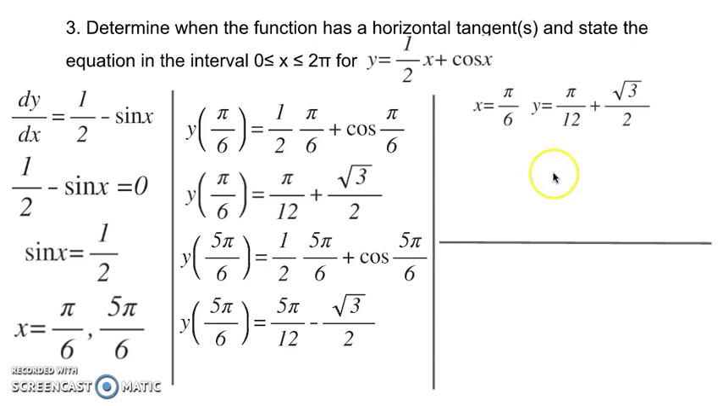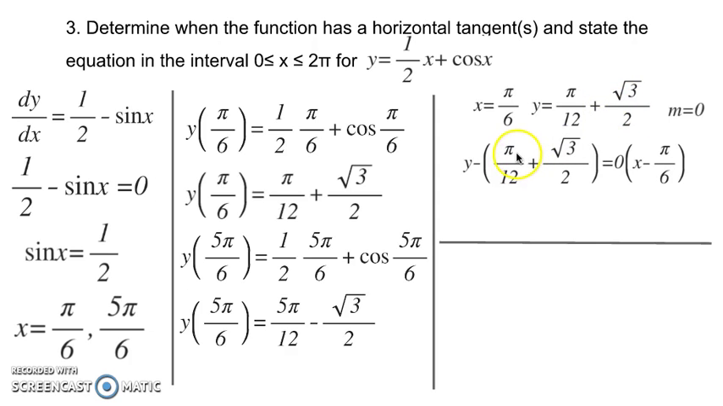With the x value, y value, and slope of 0, we can determine the equations for the two horizontal tangents. The first, using x equals pi over 6, y equals pi over 12 plus radical 3 over 2, and m equals 0, would be y minus quantity pi over 12 plus radical 3 over 2 equals 0 times x minus pi over 6. Or simplified, y equals pi over 12 plus radical 3 over 2.